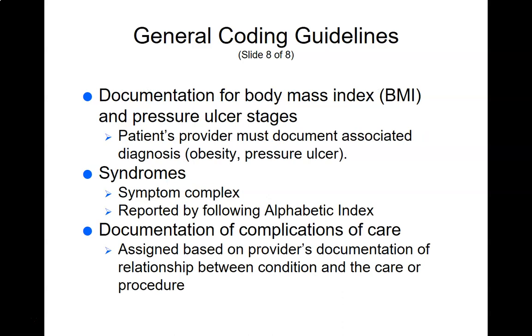Documentation for body mass index, the BMI, and pressure ulcer stages. The patient's provider must document the associated diagnosis as either obesity, pressure ulcer, etc. Syndromes will show a symptom complexity reported by following the alphabetical index. Documentation of complications of care is assigned based on the provider's documentation of the relationship between the condition and the care or the procedure.